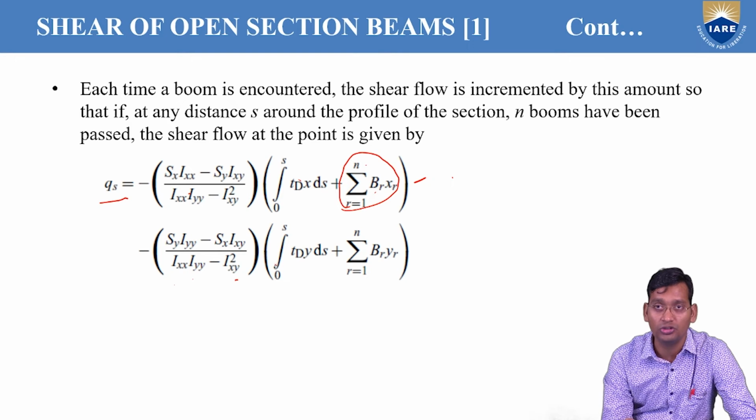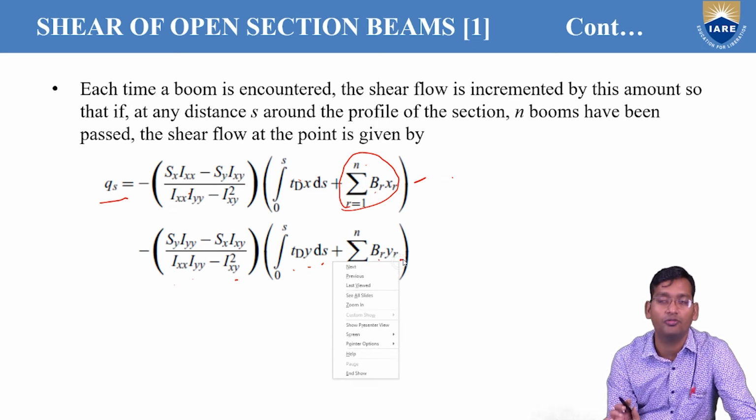Okay, into the integral from 0 to s of Td y ds, plus sigma r equals 1 to n, again same like this, whatever the number will be there, the same in both the cases, and it should be same. Okay, Br and yr.